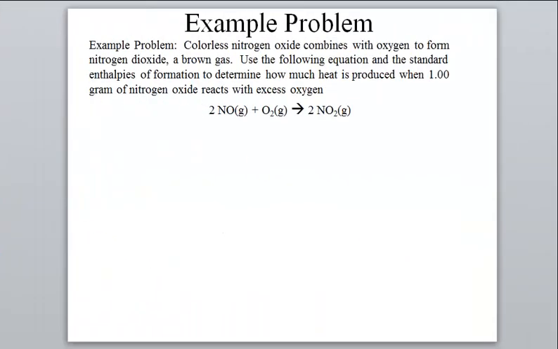On this slide is an example problem. Go ahead and read the problem, pause the video, read the problem, unpause when you're ready to see the answer. As you read through the problem, the ultimate thing you need to calculate is how much energy is produced when 1 gram of reactant nitrogen oxide, so NO, when it reacts.